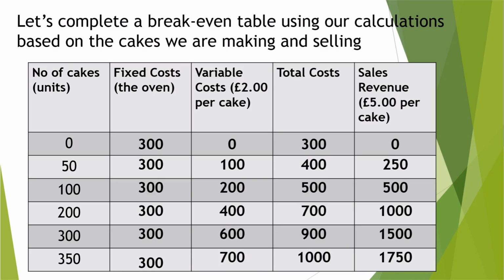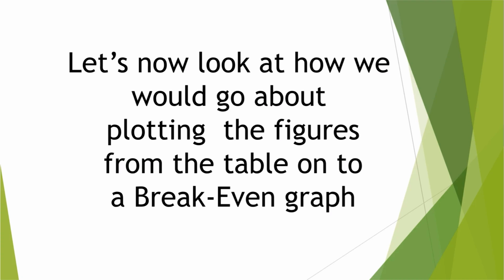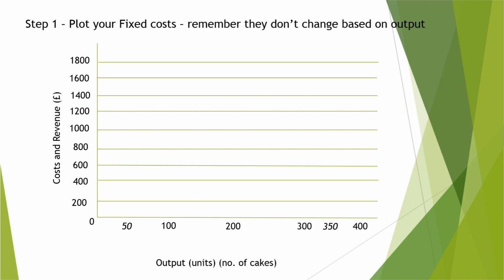Let's now see if we can plot this table onto a break-even chart. So looking at our graph, normally on the bottom I would use 0, 100, 200, 300 and 400 for our output, which is our units, so in our case the number of cakes. I've put in the 50 and the 350 as a guide. On the left hand side is costs and revenue, and that's where we will plot our costs and revenue. So that will be fixed costs, variable costs, total costs and our sales revenue.